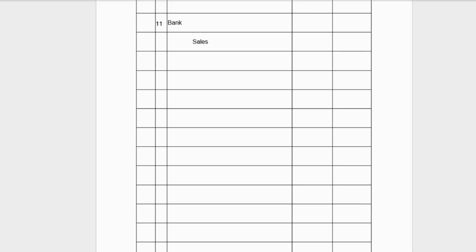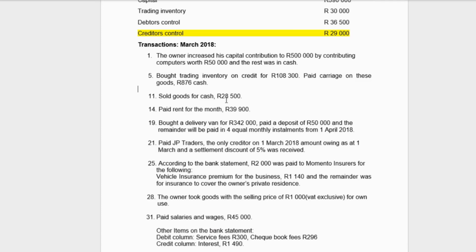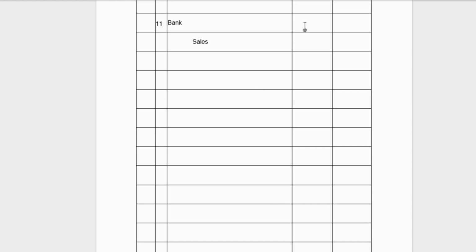And then how much did we sell for? We sold for 28,500. So we come to our general journal right there and say 28,500. And then even on the sales transaction, we're going to say 28,500. And then after that, we have to narrate. When we narrate, we're going to say sold goods for cash. Then after that, we have to account for the cost of sales or the cost of goods sold.